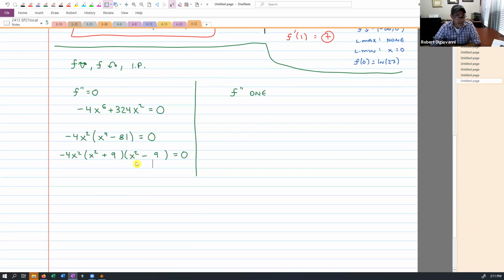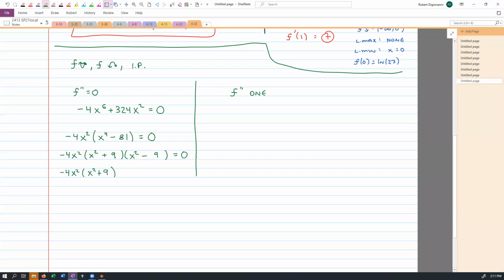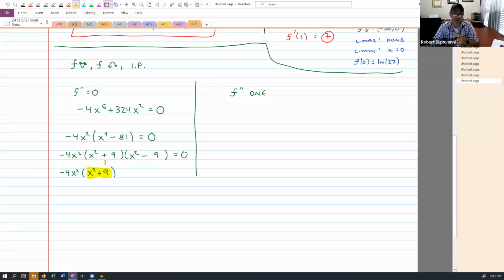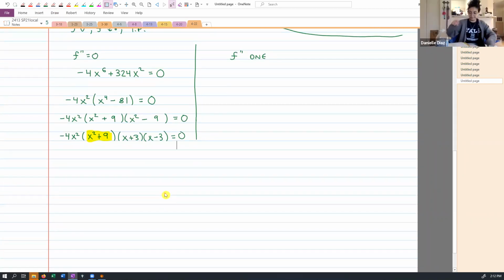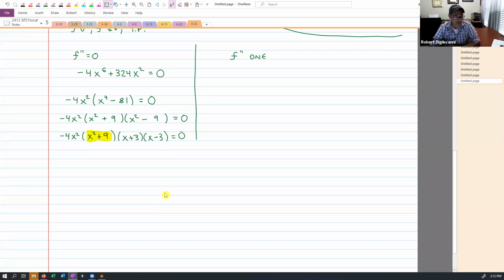Now, this isn't done either because x squared minus 9 is a difference of squares also. X squared plus 9, just make sure you understand, everyone, that does not factor. We do not have a formula in algebra that allows you to factor a sum of squares. You factor the difference of squares. That second one becomes x plus 3, x minus 3, but the other one does not factor over the real numbers. So that means that we try and set all of these equal to 0.